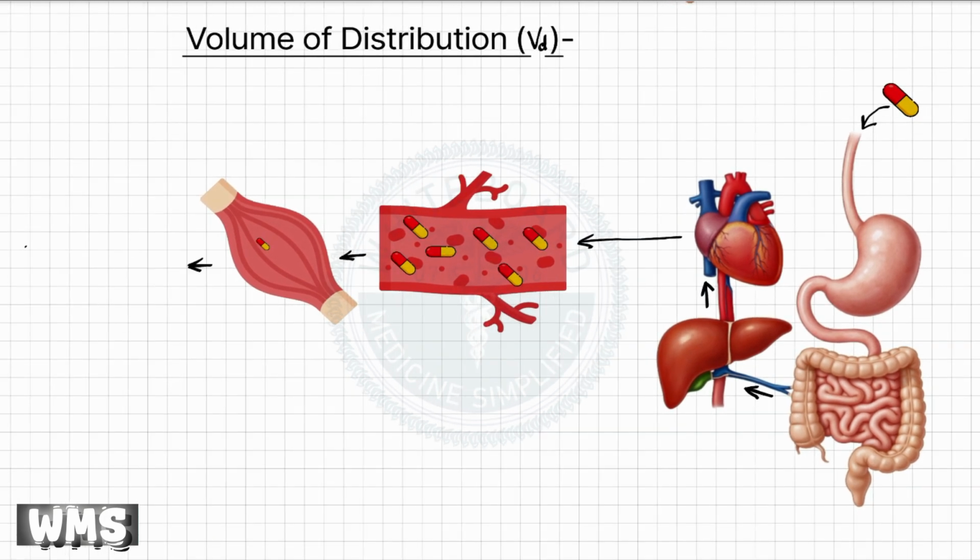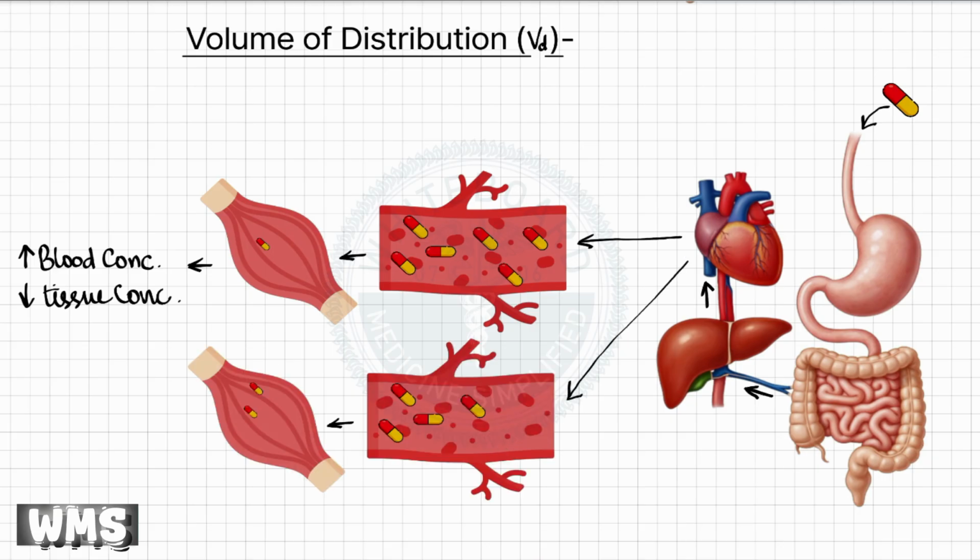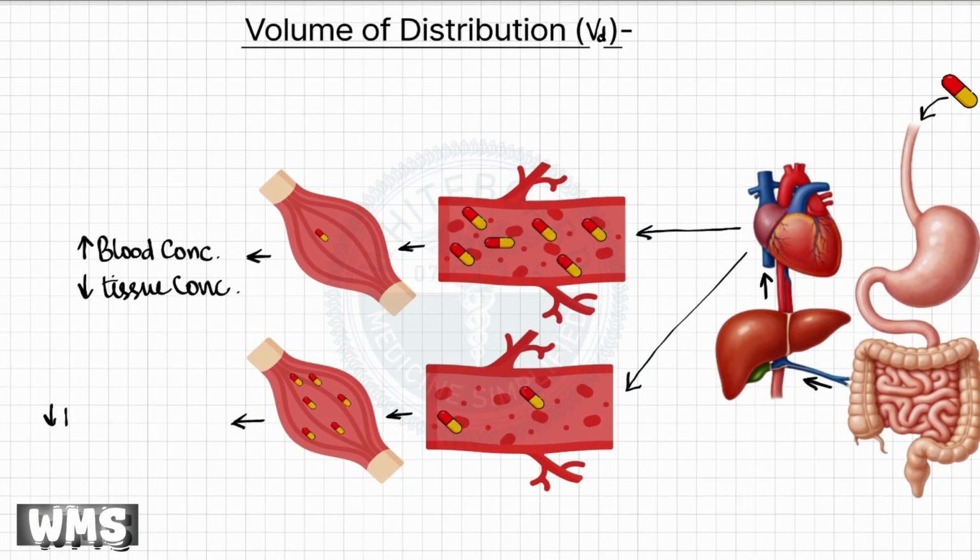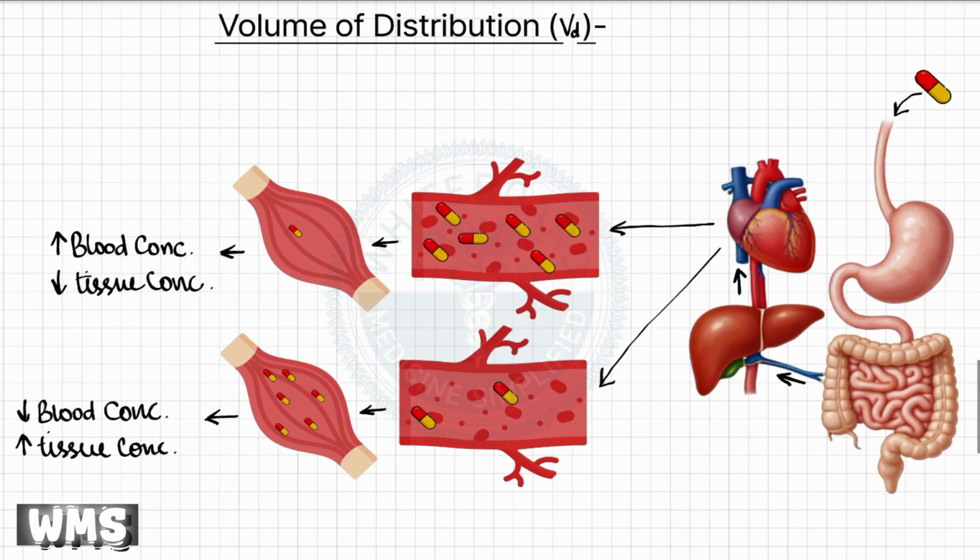As a result, the blood concentration of these drugs remains high, while only a small amount of drug reaches the organs or tissues. On the other hand, some drugs leave the blood quickly and distribute deeply into body tissues such as fat, muscle, and other organs. In such cases, the blood concentration becomes low, while a large amount of the drug is actually hiding or stored in the tissues. Therefore, volume of distribution tells us whether a drug prefers to stay in the blood or spread out and hide in the tissues.